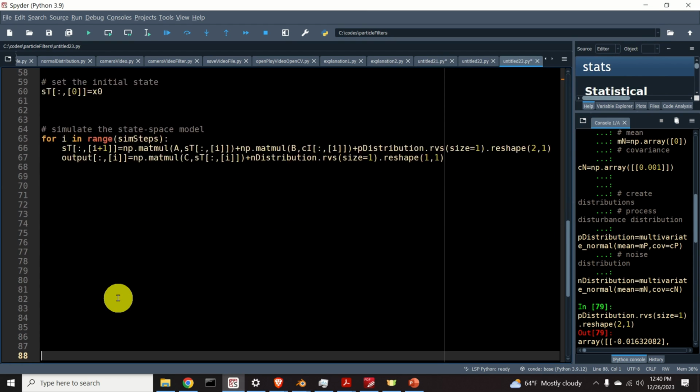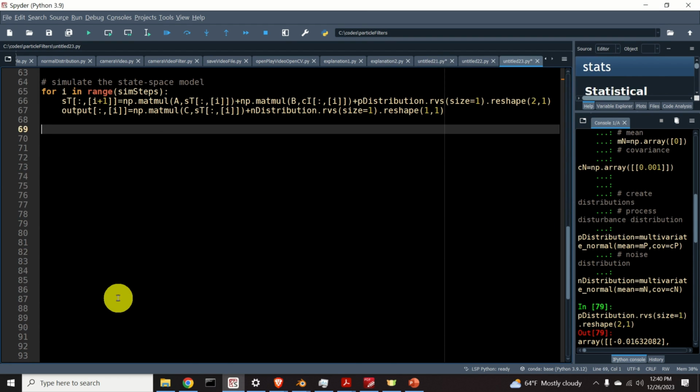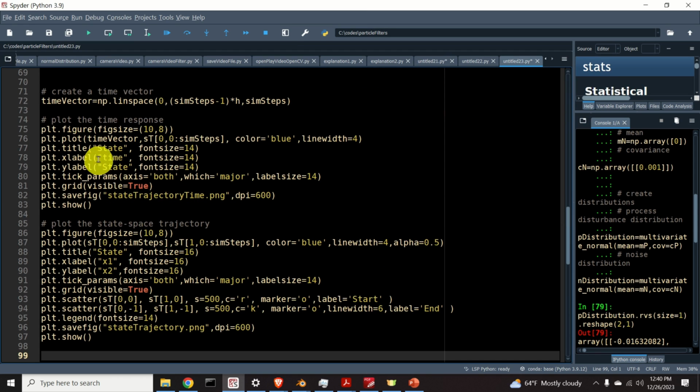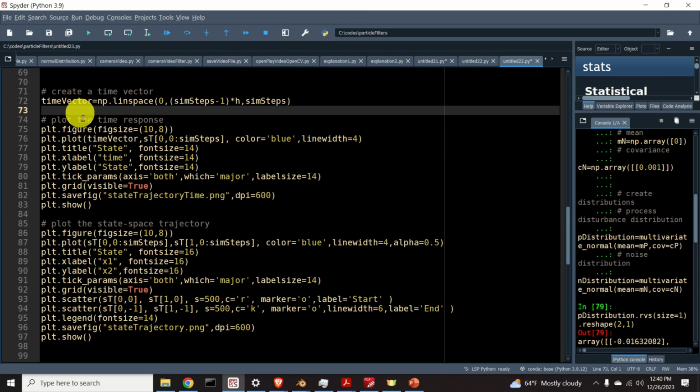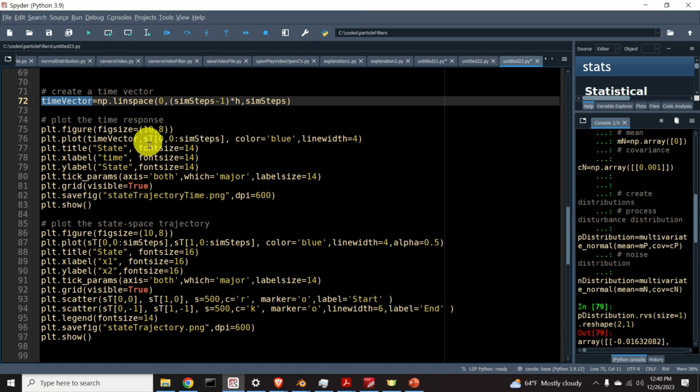And finally, let's plot the simulation results. First of all, we need to create a time vector for plotting the results. Here's how we create the time vector. Over here, we plot the time response of our system.